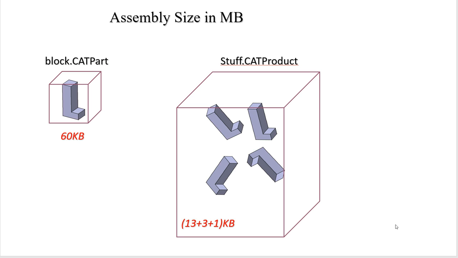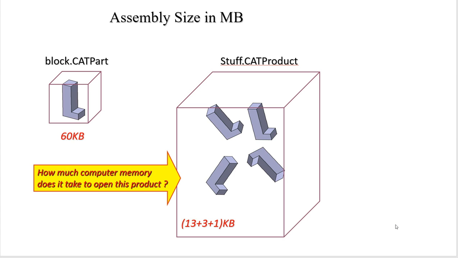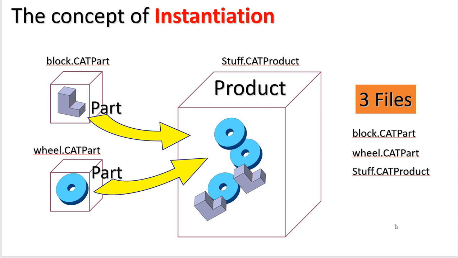And in fact, if we put in even more instances, it ends up being 3 plus 1, even smaller. So these products are very manageable in size. You can visualize 1,000 parts and still have a manageable product that can be opened on a reasonable sized computer. So here we see that we can have a reasonable sized computer with reasonable memory to open a product. So in our example, the concept of instantiation here, we see that we have 3 files still for our product.